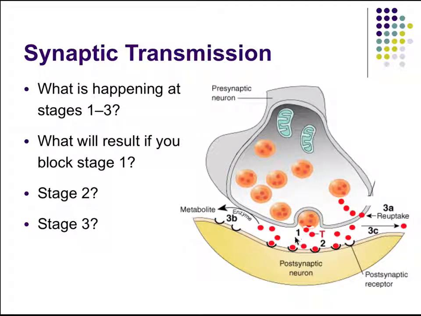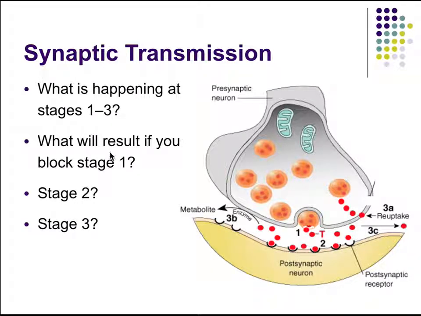So that's happening in stage 1, the release of the neurotransmitter, exocytosis. In stage 2, that neurotransmitter is binding to the receptors on the postsynaptic cell. And then in stage 3, after the binding has happened and the stimuli has happened, you now need to get rid of the neurotransmitter. And there are 3 ways. The cell that released it can take it up, or enzymes can break it down, or 3C, it can diffuse away into the blood or just away from the area. And so that's what's happening in each of the stages.